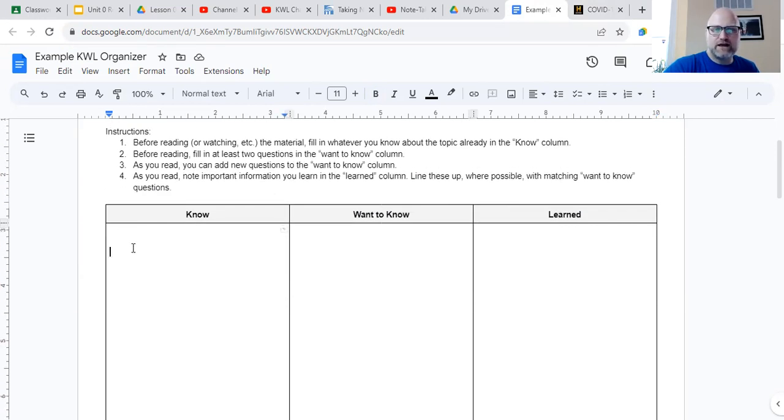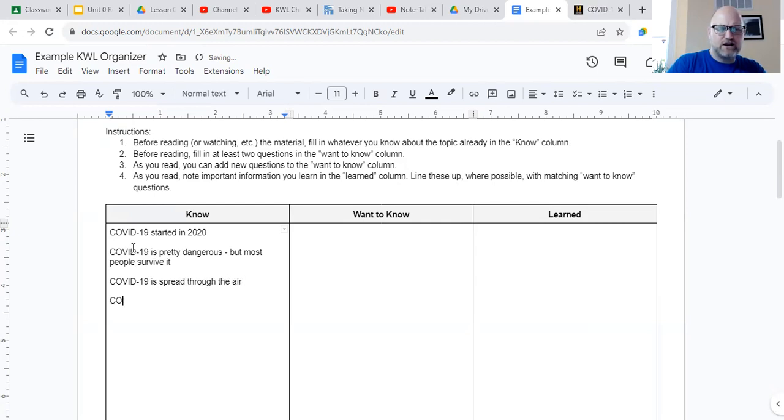All right, so the first thing that I'm going to do is put some things in my know column. What do I already know about COVID-19? COVID-19 started in 2020. COVID-19 is pretty dangerous, but most people survive it. I'm going to just put that in. Statistically pretty dangerous. COVID-19 is spread through the air.